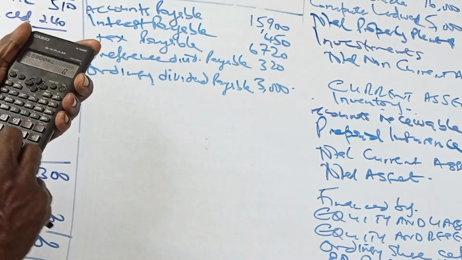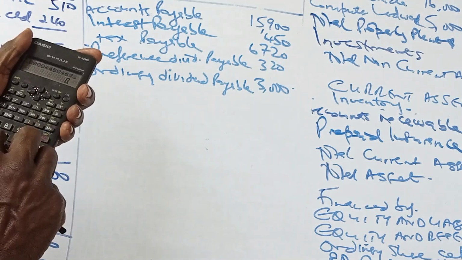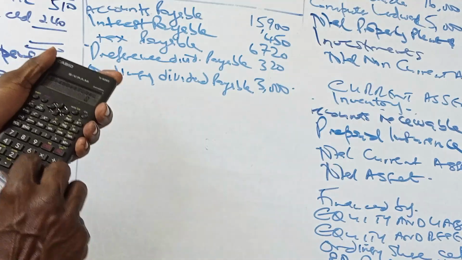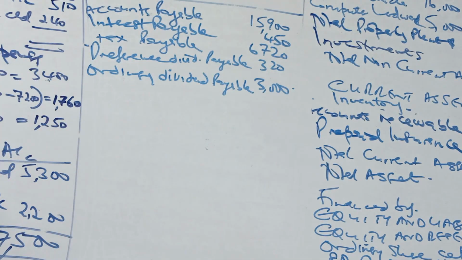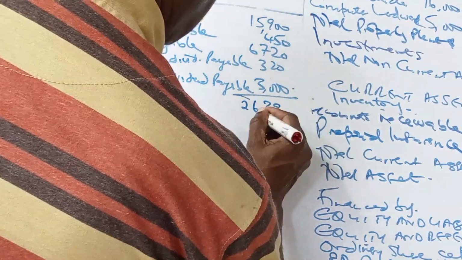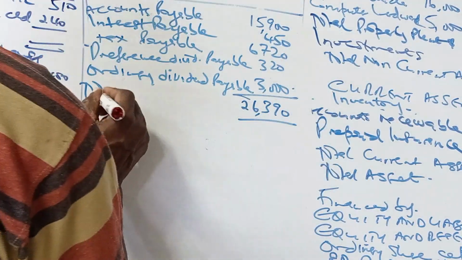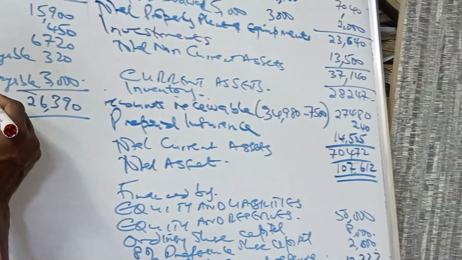15,900 plus 450 plus 6,720 plus 320 plus 3,000, we get a figure of 26,390. That is total current liabilities.